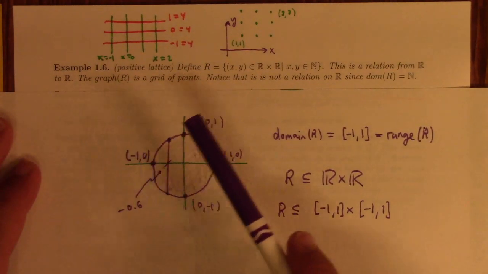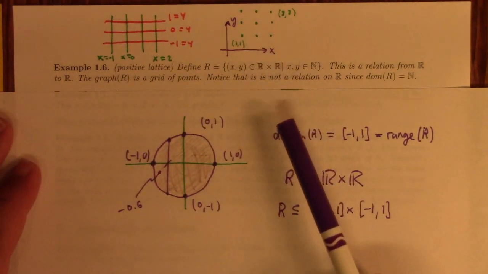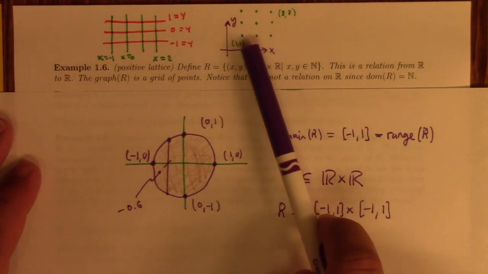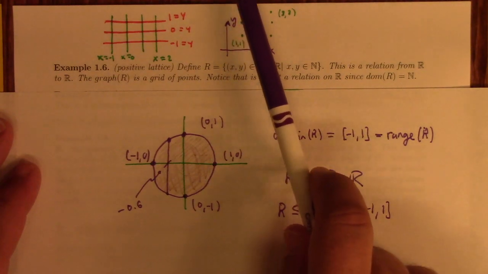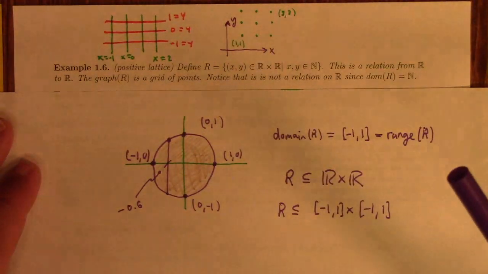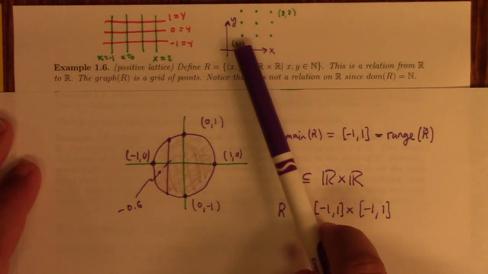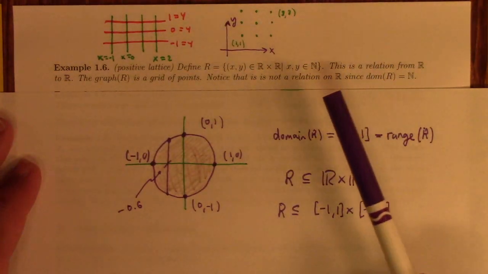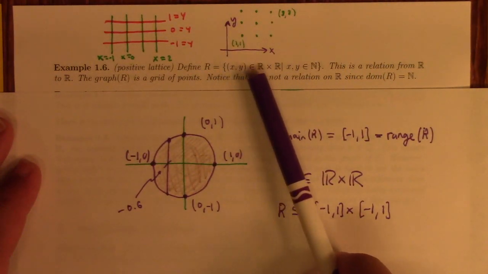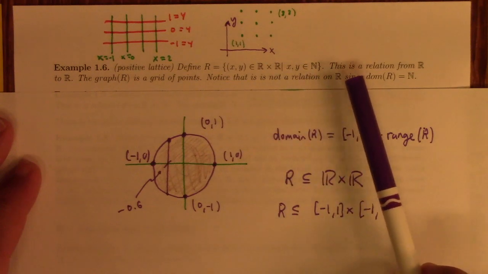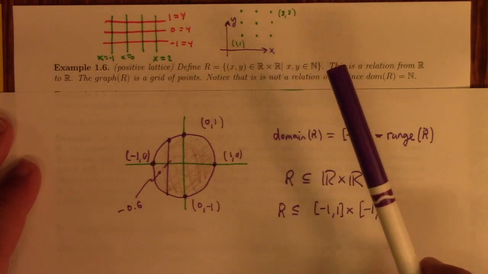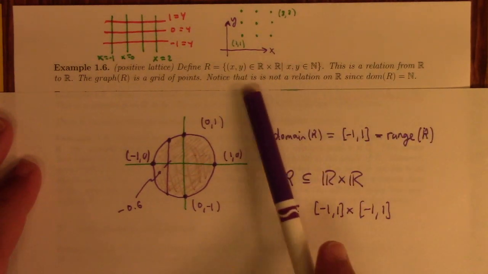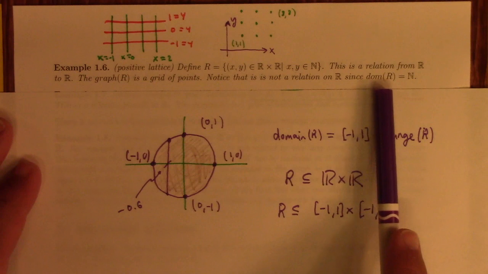Another example, positive lattice. These green dots here, like (1,1) and so forth. Notice here, if we look at the input of 1, what are the outputs? 1, 2, 3, 4, 5, 6, and so forth. If the input is 1, the output is the natural numbers. If the input is 2, the output is the natural numbers. In fact, the output of every input that's allowed is just the whole set of natural numbers. So again, as I said, this is not a relation on R, since the domain of R is N.